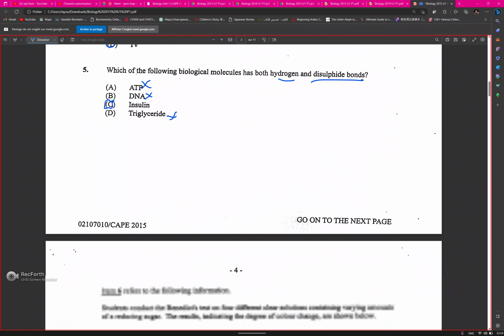Alright. 6. Which of the following combinations shows the correct sequence of solutions in ascending order from least amount of reducing sugar to the most amount of reducing sugar? A. So we're seeing 1, and this is a repeated question. Solution 4. B. Alright, so it would be B. It was a repeated question.